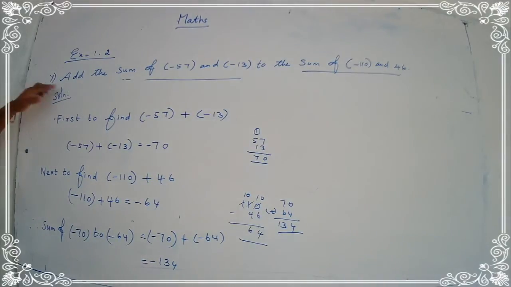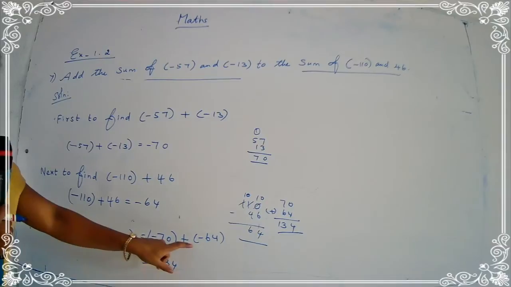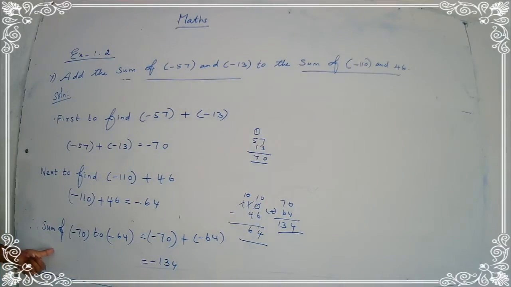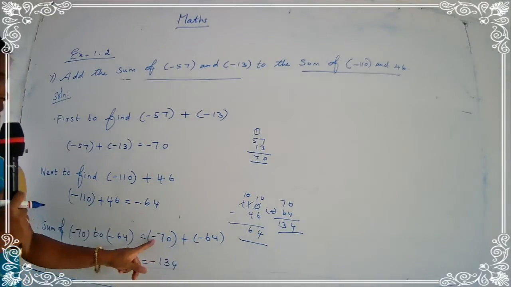Now the final answer. What is the question? Add. Okay. So therefore sum of minus 70. This answer is minus 70 and this answer is minus 64. That's why it is minus 70 plus minus 64. Why? Here is asked sum. Sum means addition operation. So that's why minus 70 plus minus 64.